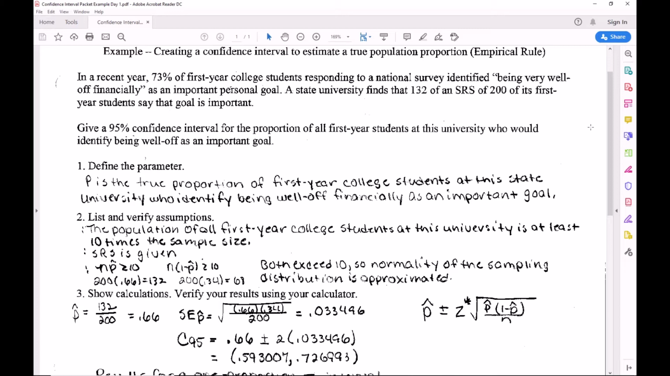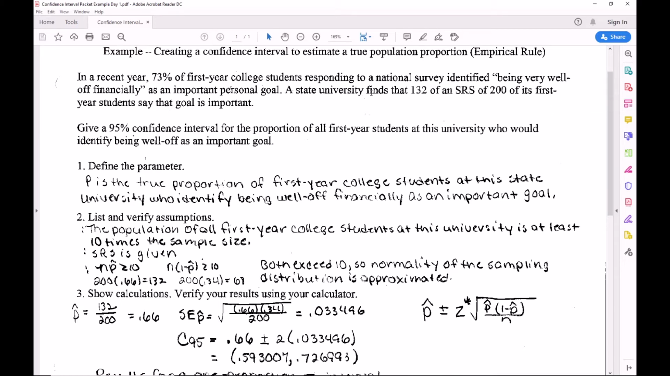All right, so the problem that we're going to do is this, what it says up here: 73% of first-year college students responding to a national survey identified being very well off financially as an important personal goal. Okay, fine. This is really, as you will see when we read the rest of this, not what the problem is engaged in, although there will be a question at the end that will address that 73%. But what it really talks about is a state university.